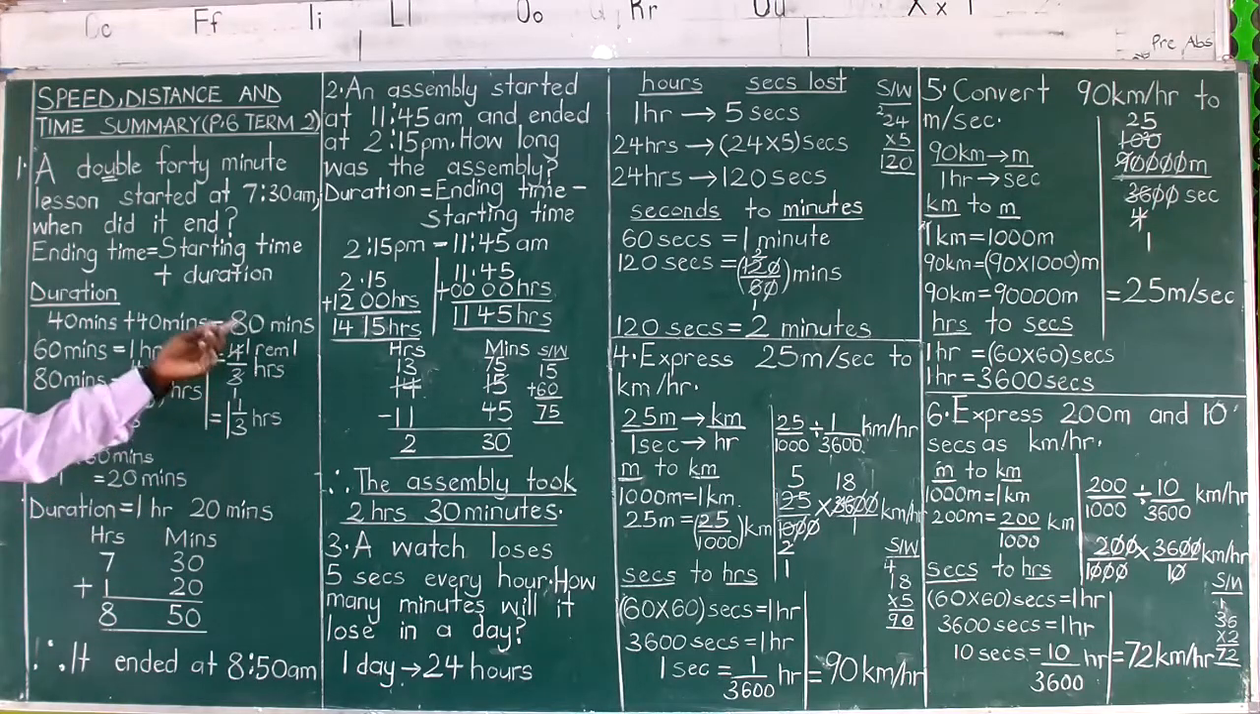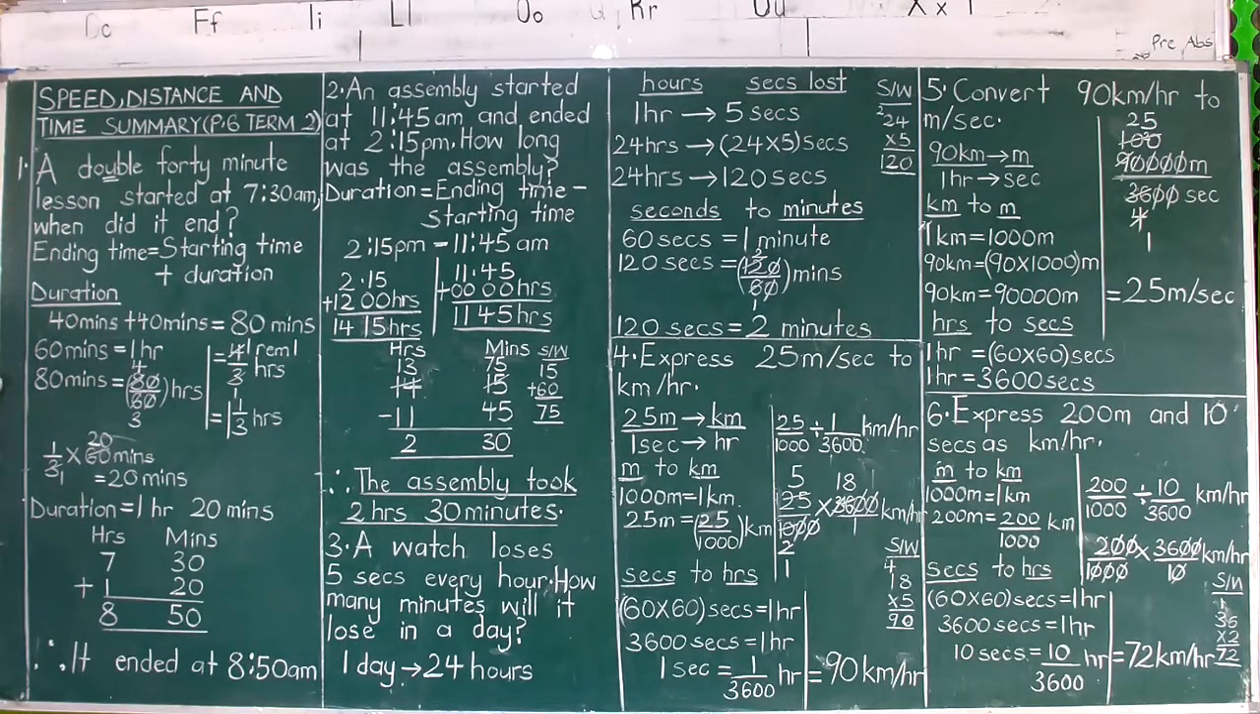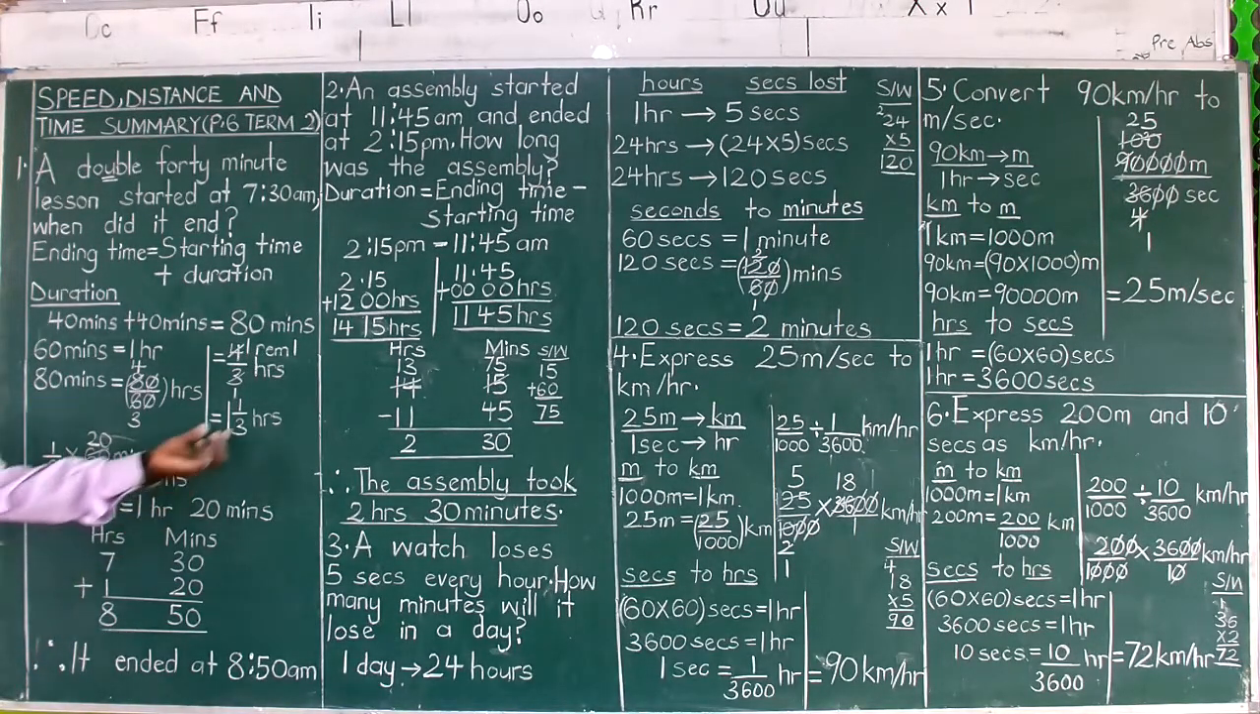But I said we are converting 80 minutes in terms of hours and minutes. These are only hours, so this fractional hour must be converted back to minutes. You stated already that 1 hour equals 60 minutes. What about a third of an hour? A third times 60 minutes gets 20 minutes. So the duration is 1 hour and 20 minutes.